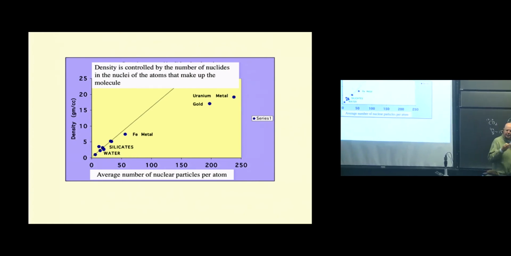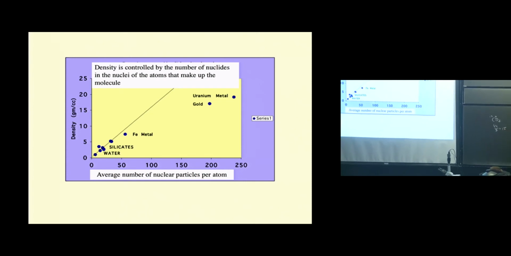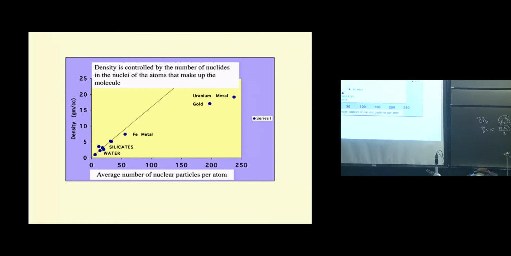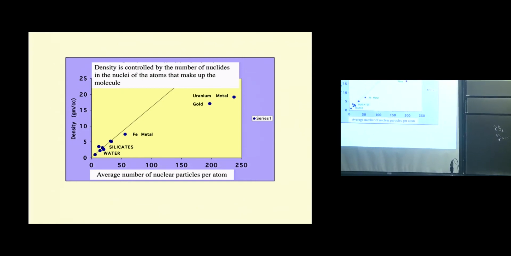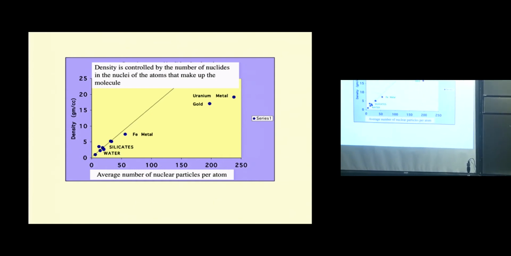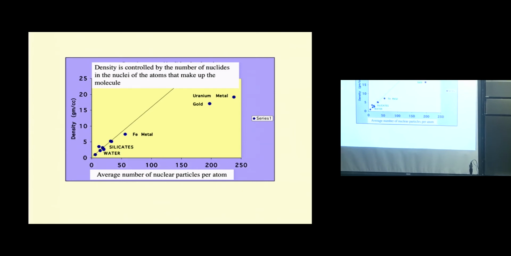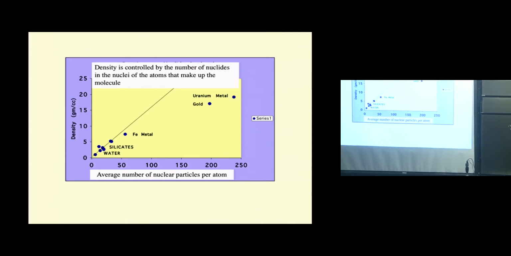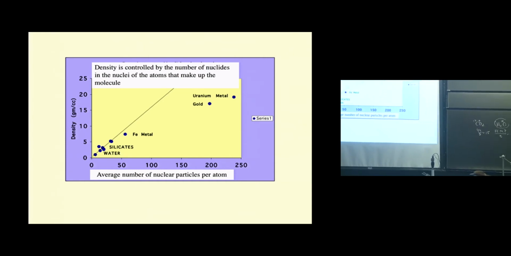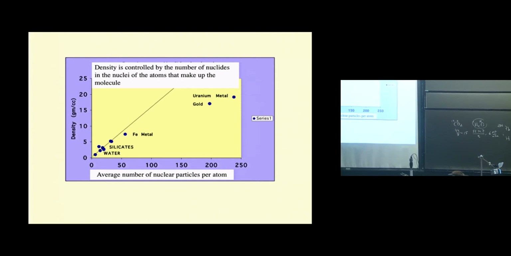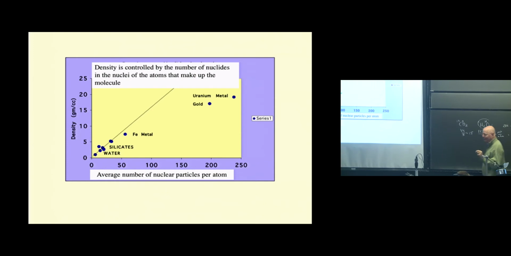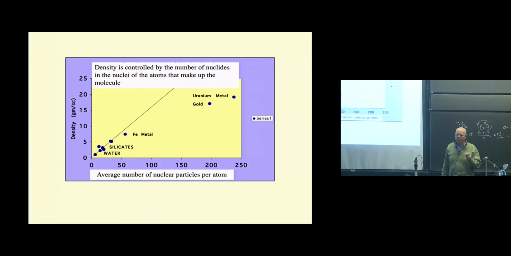So we can make a list of all the things and what their densities will be on this basis. We can have uranium, which is really dense, and gold, which is really dense. Lead would be out there. Iron metal is about 4 times less dense. And then you have the silicates, and then you have things like ices, water, and CO2, and so on. All of them with different densities. And in this way, you can see what controls the density of materials. It's the number of nuclear particles there are in that little tiny nucleus that resides in the center of the atoms that make up the molecule.